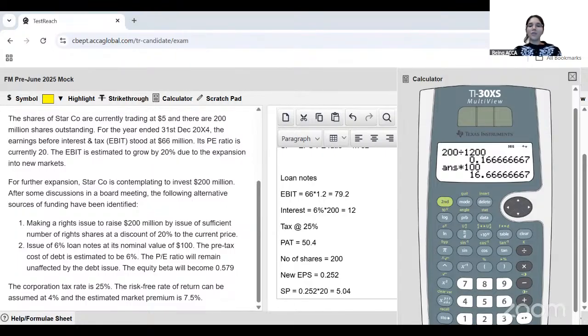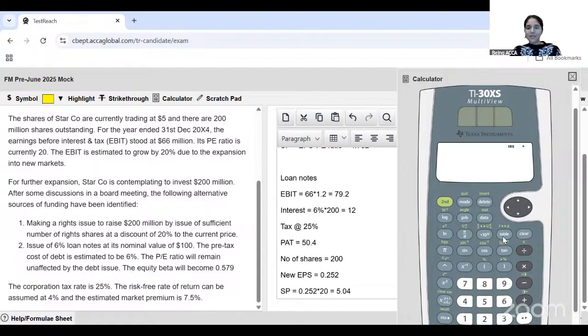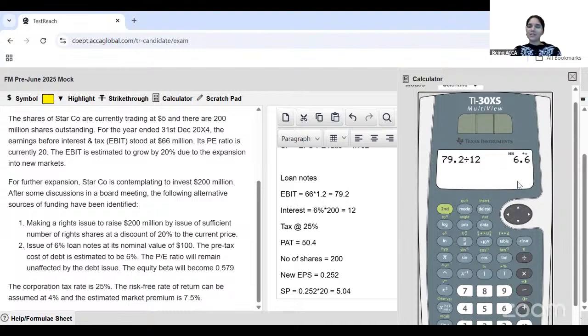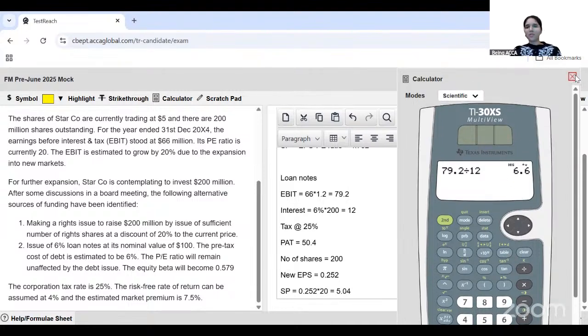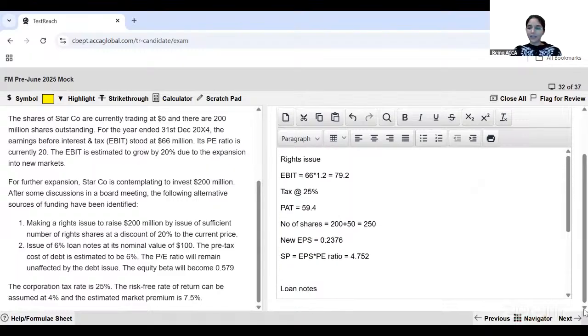Similarly, if you try to have a look at your interest cover ratio, your interest expenses are 12 and you have an EBIT of 79.2. So 79.2 divided by 12, you have an interest coverage of 6.6 times, which is fairly manageable. It's really nice that this number is this much. So shareholders should not be having a problem with this. Hence, loan notes option can be taken up.